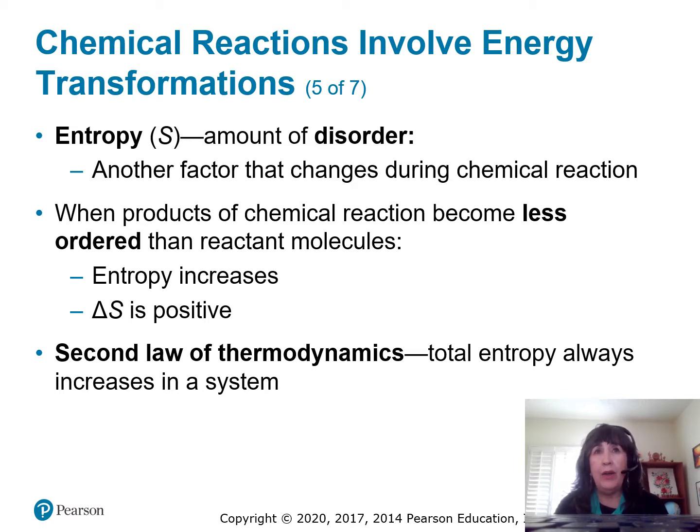So it says here, when products of chemical reactions become less ordered than reactant molecules, then entropy increases. So when you're going from a big molecule to a small molecule, that means that there's an increase in disorder. Does that make sense? Yes, it does, because large molecules indicate order and small molecules indicate disorder. This is the second law of thermodynamics, which states that total entropy is always increasing.